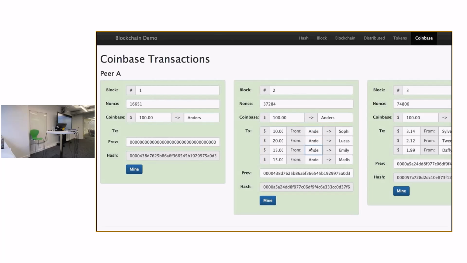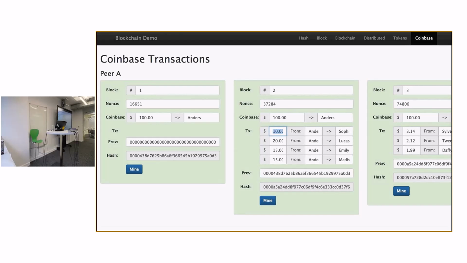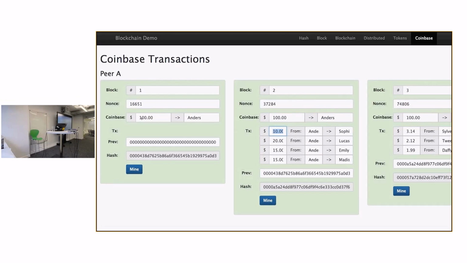So I'm sending 10 of my dollars to Sophie. Do I have $10? Yeah, I do. I look back and I see that this Coinbase transaction has given me 100, so I have at least 10 and I can send it on. You add all these up and they don't go over 100, and it follows a basic rule of a currency: you can't create money out of thin air. Its dispersion is controlled.